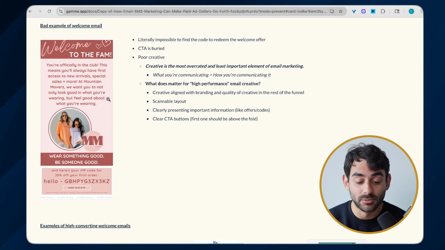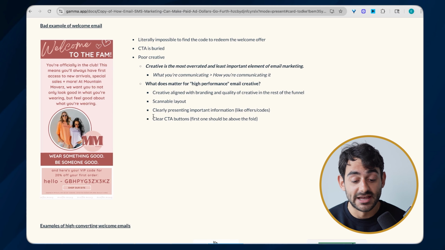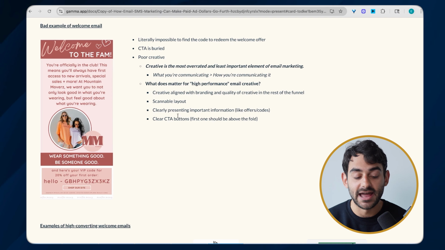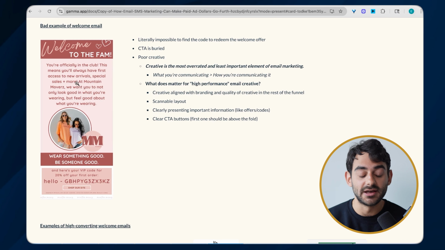Next up, you should have a scannable layout. Someone should be able to open the email and right away see what each section is about. You need to clearly present important information like offers and codes, and then you need to have clear CTA buttons. Ideally, the first one is always going to be above the fold in the email. Above the fold just means that when someone opens the email, they're going to have to scroll down to see the rest of it. You should have your first CTA button above where they would have to scroll, so they see it on their screen as soon as they open the email.